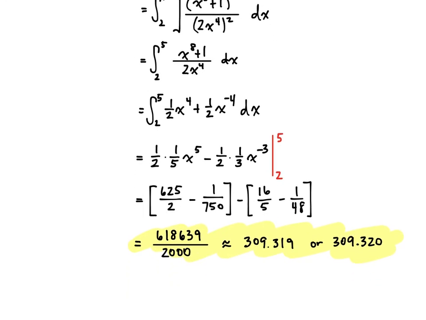Okay, as you do integrate and evaluate, eventually you will get your answer of 618,639 over 2,000, and that's approximately 309.319 or 309.320. Remember, on the AP exam, we're going to round to 3 decimals. You can either cut it off after the 3rd decimal or you can round accordingly.